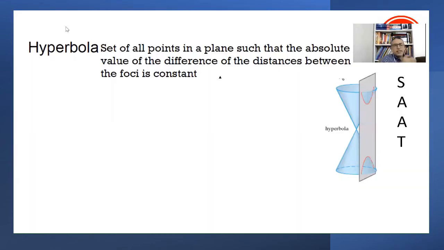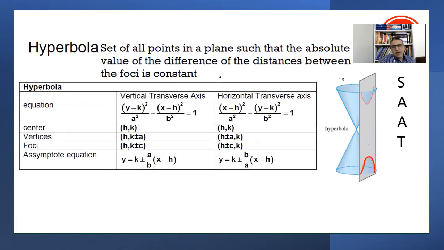Now, let's go to the hyperbola. The hyperbola is the fourth conic section, and it comes when a plane intersects the two cones. As we can see here, I have two branches. This is called a hyperbola. This hyperbola has a line in the middle from which the two branches are equidistant, a line of symmetry, and it has asymptotes.